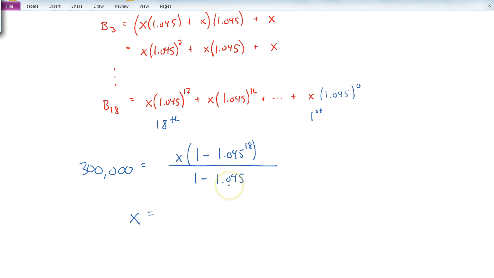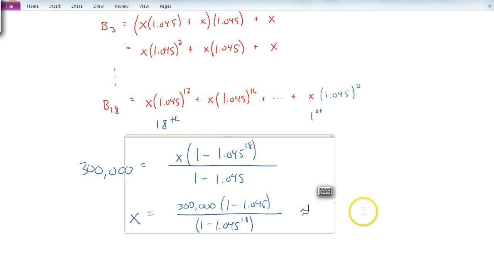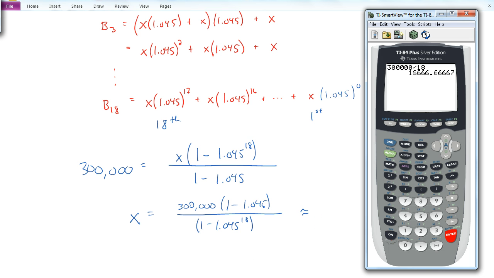Okay? And then I'm going to solve for x, multiplying both sides by the denominator. Actually, I'm just going to multiply by the reciprocal of the fraction without the x in it. So I'm going to do 300,000 times the denominator divided by the numerator. It's 1.045 to the 18th power. Okay. And then I can get my calculator out and I can just type that in.